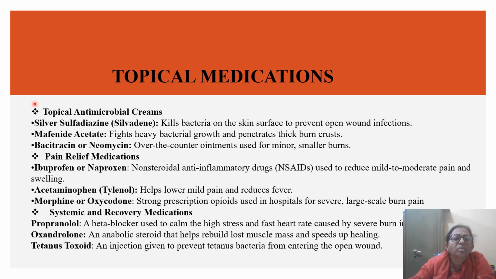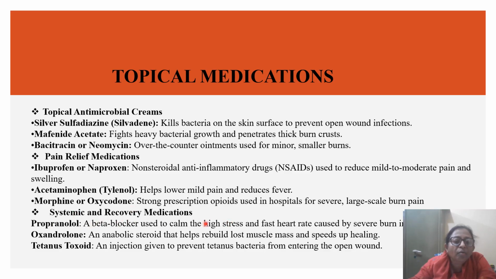Topical medications are topical antimicrobial creams like silver sulfadiazine, which kills the bacteria on the skin surface and prevents open wound infection. And then mafenide acetate fights heavy bacterial growth and penetrates the thick burn crust. Then bacitracin or neomycin, over-the-counter ointment for minor small burns. Pain relief medications: ibuprofen or naproxen, acetaminophen, morphine or oxycodone.